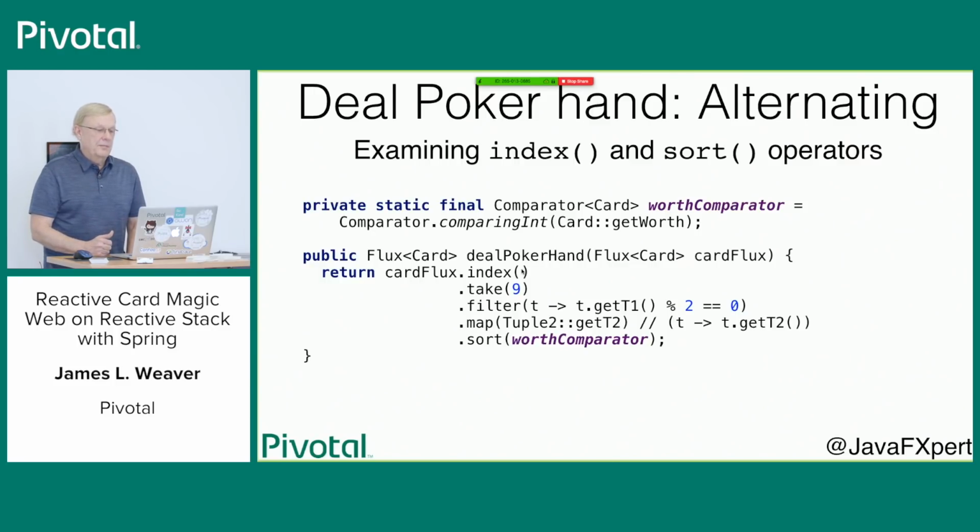In doing that, we're going to use something called a Tuple2 in the context of Project Reactor. So anyway, that's index. Once we've indexed all the cards, we're going to take 9 of them. Then we're going to filter, only allowing the ones that are mod 2: the 0th card, the 2nd card, the 4th card, the 6th card. Then we're going to map, to get the actual card out of the tuple, and then we're going to sort them.